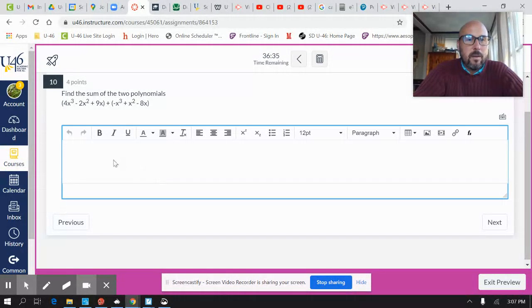Find the sum of these polynomials. Oh man, how long is this thing? Okay, so cubes. I got a cube plus a cube. So that's 4x cubed plus negative 1x cubed. That brings it down to 3x cubed. X squareds. Negative 2x squared plus 1x squared is minus 1x squared, because negative 2 plus 1 is negative 1. And then positive 9 plus negative 8 is positive 1. Positive 1x.